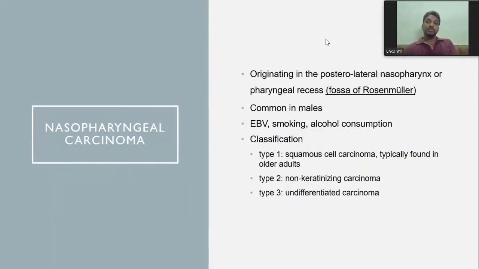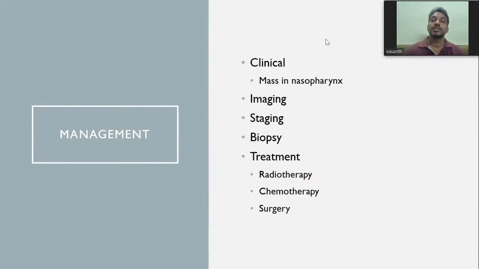Originating in the posterolateral nasopharynx, or the fossa of Rosenmuller, common in males, and here Epstein-Barr virus is the etiological factor, which is added to smoking and alcohol consumption. Classification is the WHO classification 1, 2, 3: type 1 is mostly squamous cell carcinoma, 2 is non-keratinizing, 3 is undifferentiated carcinoma. Clinically, it's a mass in the nasopharynx.